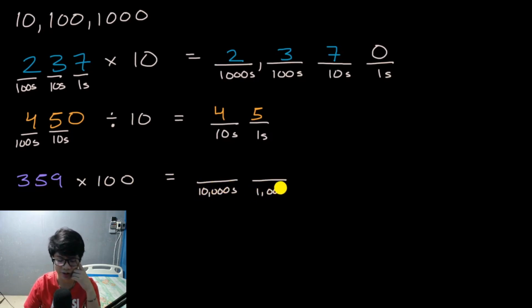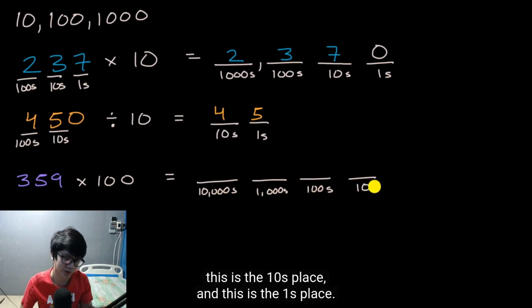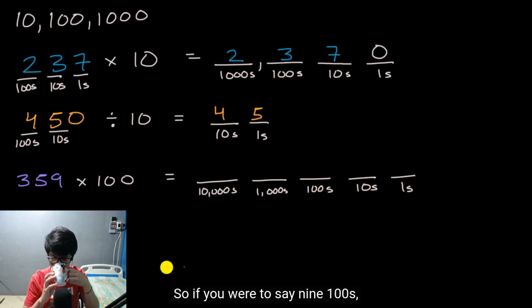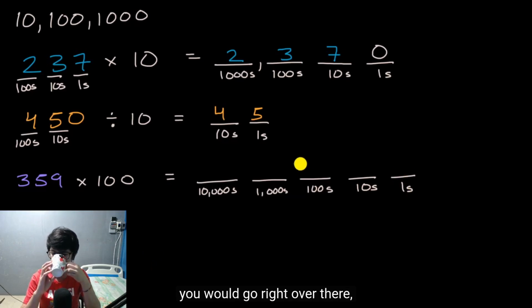Man, my eyes are giving up on me. This is the hundreds place. My coffee isn't working its magic. And this is the ones place. So if you were to say 900s, you would go right over there.